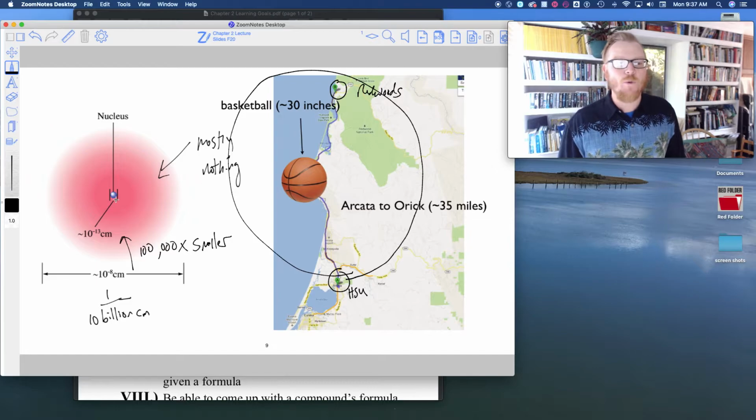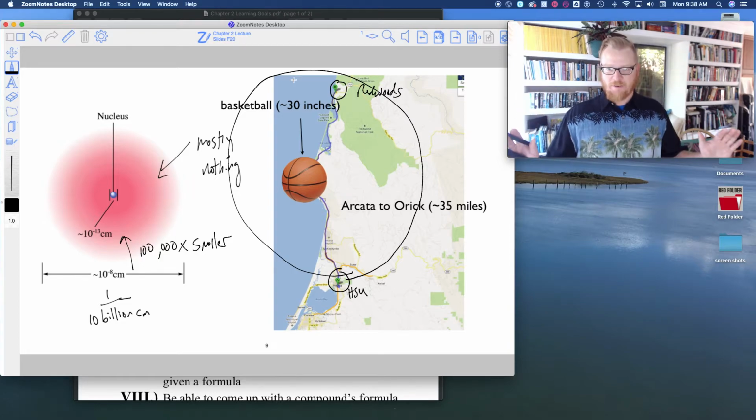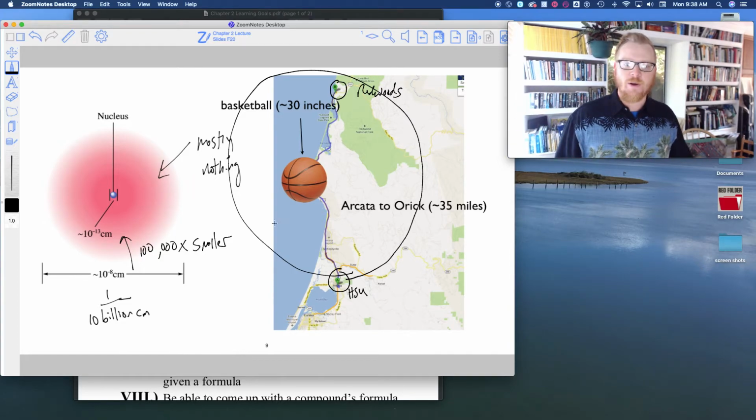If the basketball were the nucleus, okay, then that means that the size of the atom would span from HSU all the way up to the Redwoods, and all of this stuff in between would be nothing. It would be vacuum. All of that ocean, all of the mountains, all of these redwoods, all of you people, if you're in this circle, it would be nothing if the nucleus were the size of a basketball.